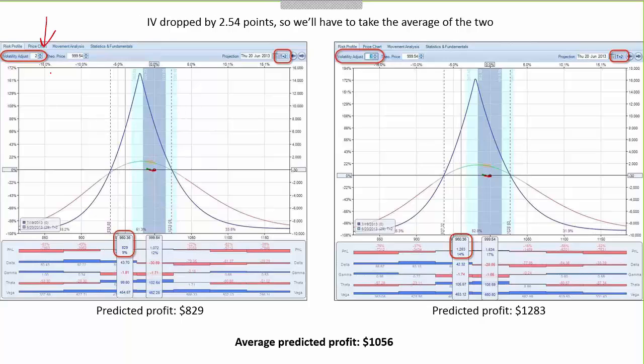You can only increase and decrease volatility by single points. So what I've done here is I've basically split this thing in two. The one on the left is increasing volatility by 2. The one on the right is increasing volatility by 3. And that's obviously going to give me a pretty close average to what a 2.5 point increase in volatility is going to give me, right?